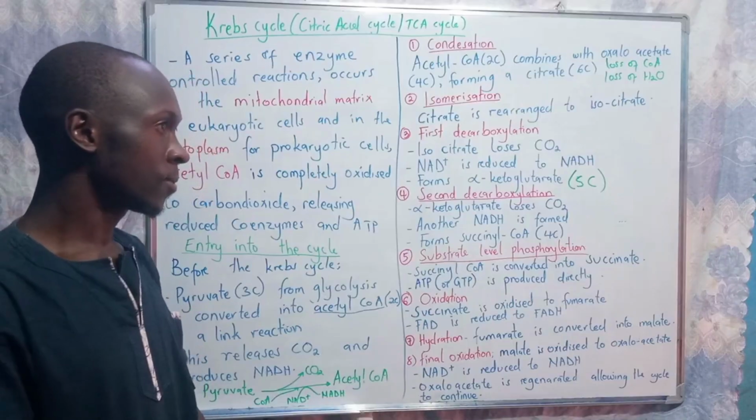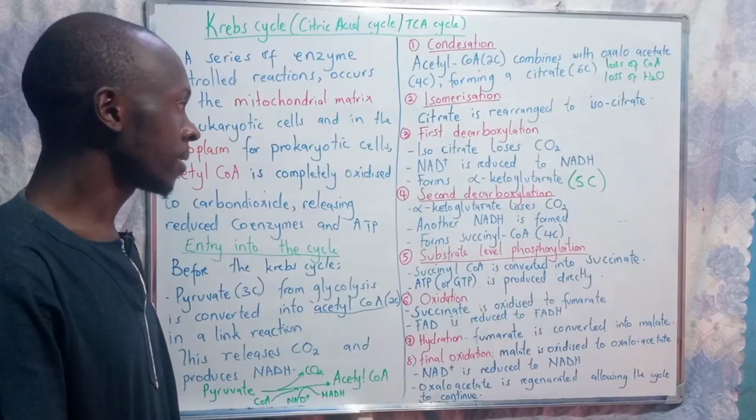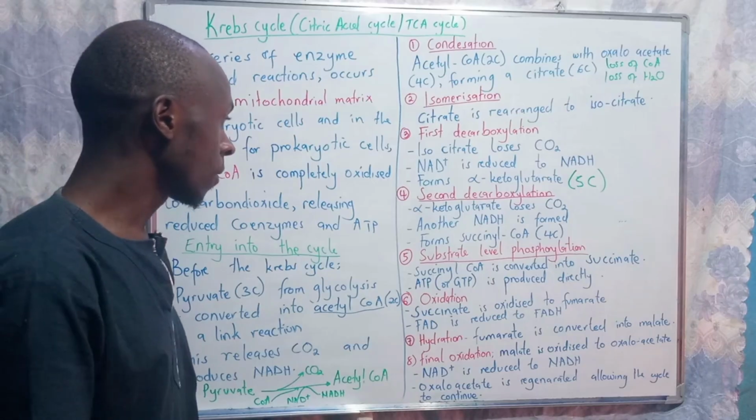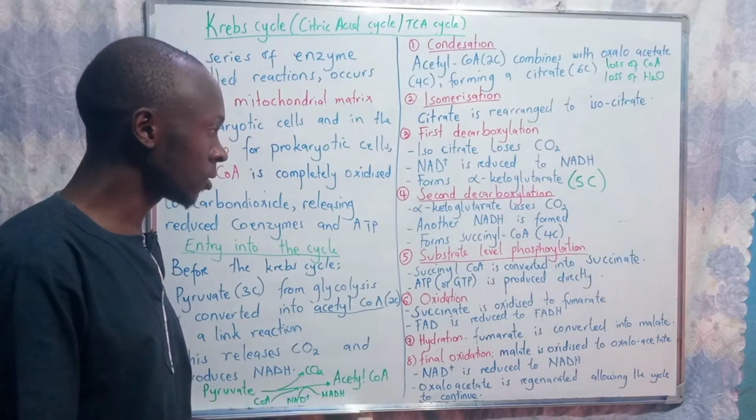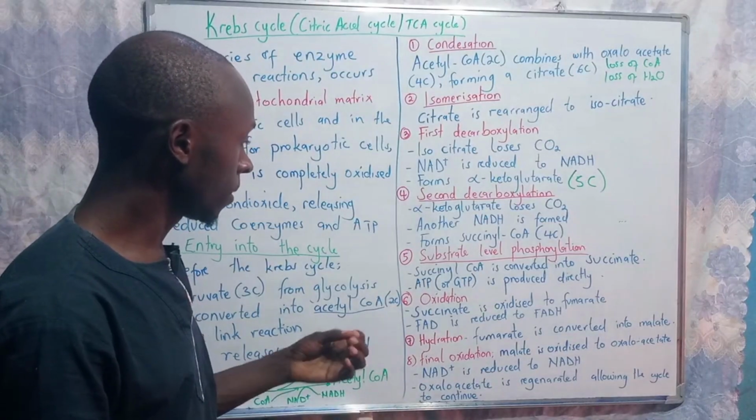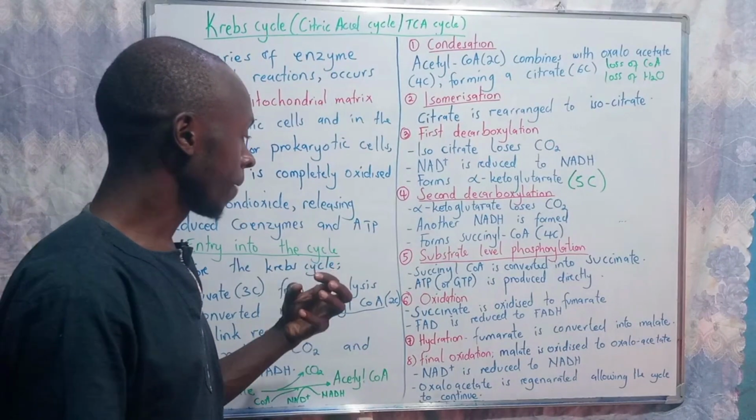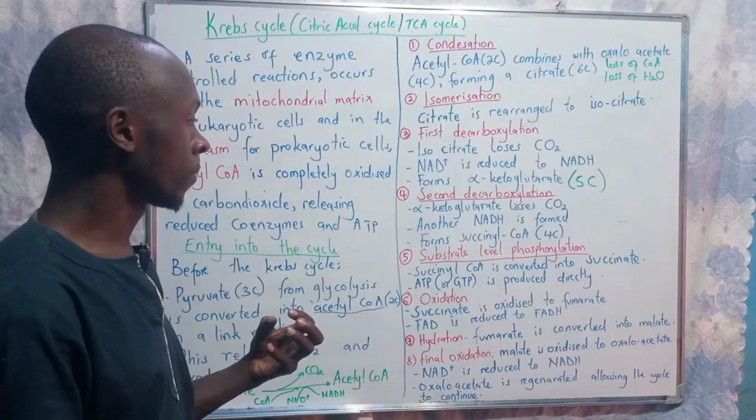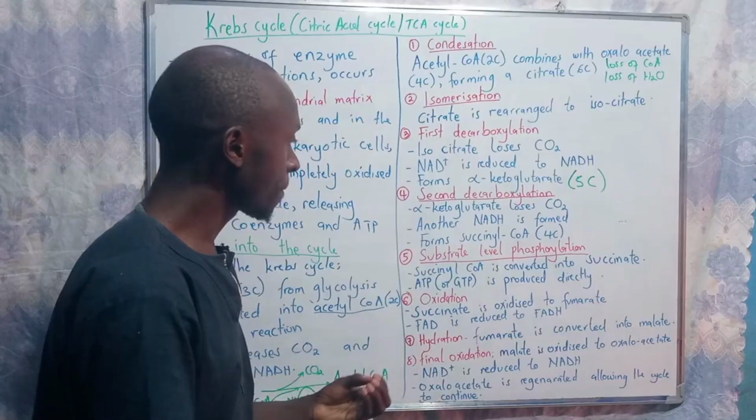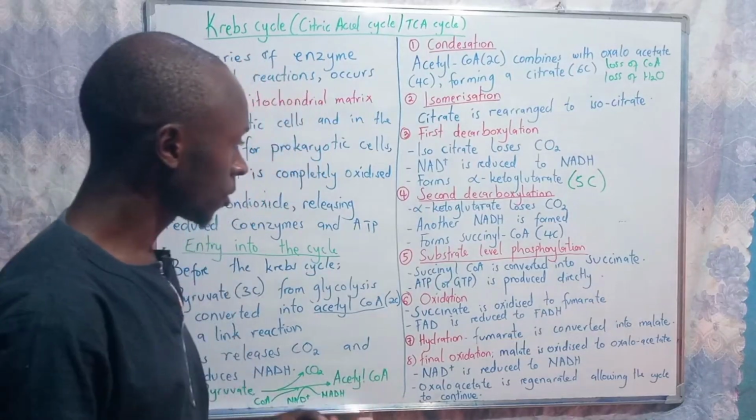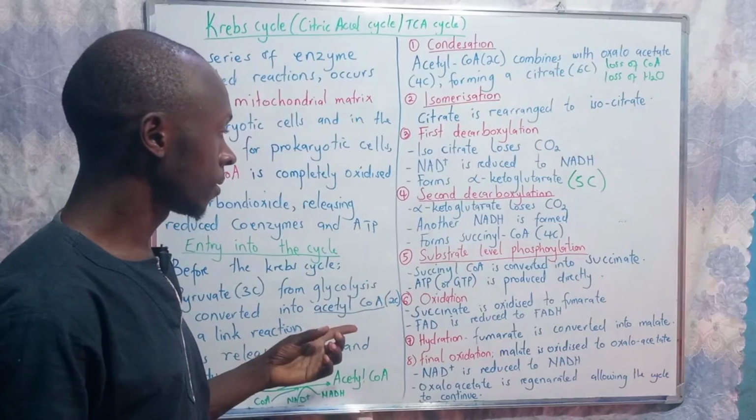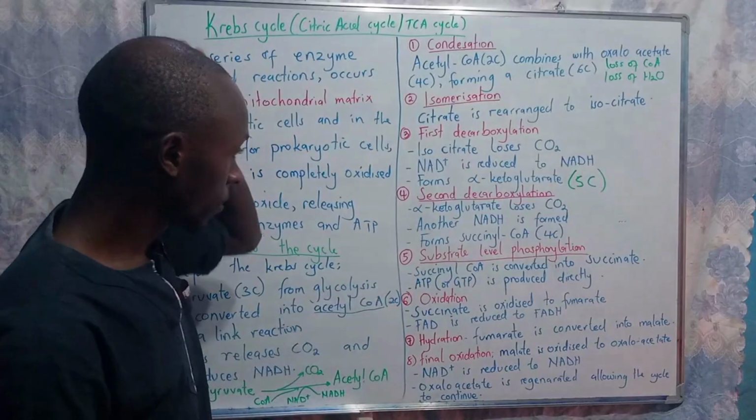directly. So it means that at that stage, we're having ATP or GTP gaining a phosphate molecule. GDP, guanine diphosphate, picks up a phosphate molecule to form GTP. So energy is released at that stage, at substrate level phosphorylation.